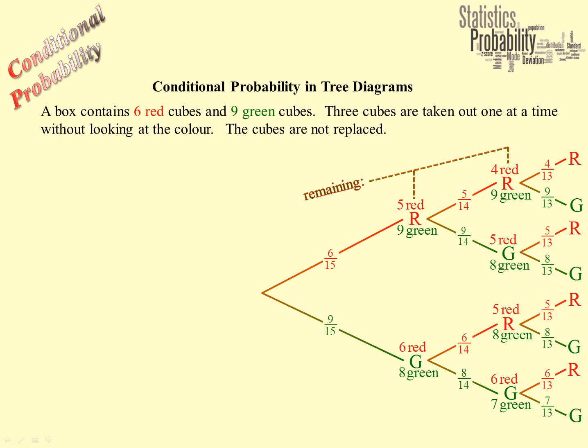Now remember, with a tree diagram, the sum of the probabilities down there must add up to 1. So that's a good check for you. Make sure they add to 1. These ones here must add to, each of these must add to 1. Each of these must add to 1.